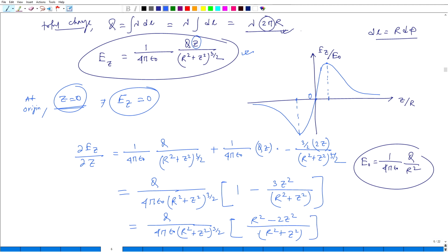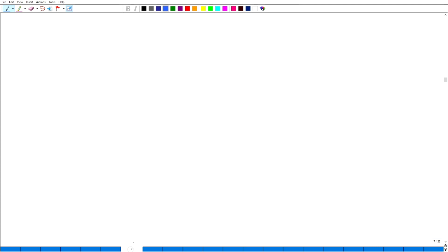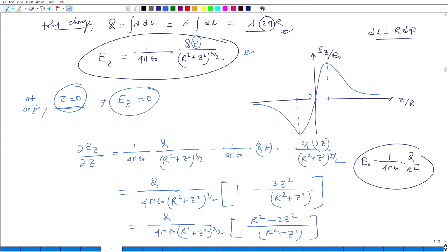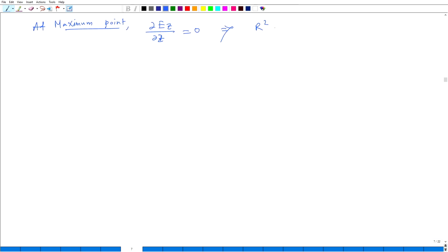At the maximum value of Ez, del Ez over del z becomes 0. So at the maximum point, del Ez over del z is 0. This implies that r square minus 2z square becomes 0, so z equals r over root 2.